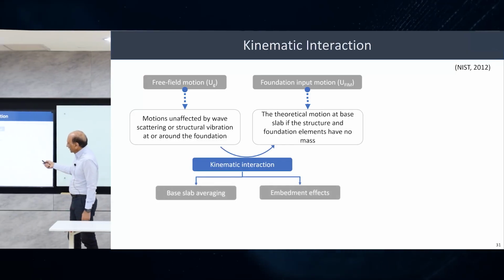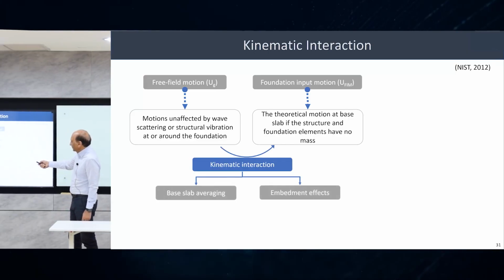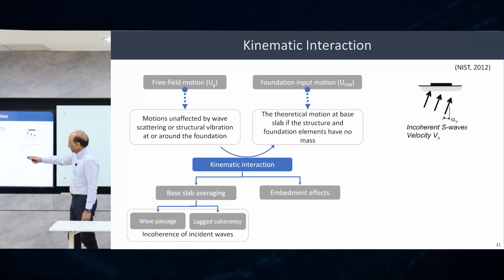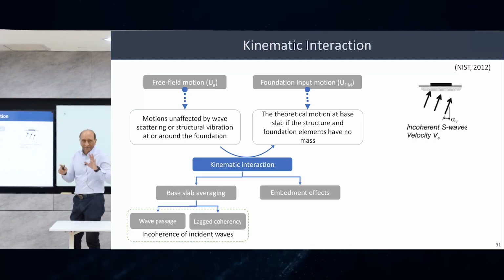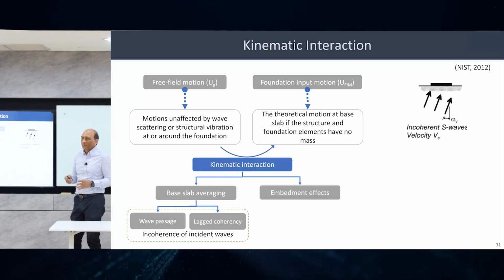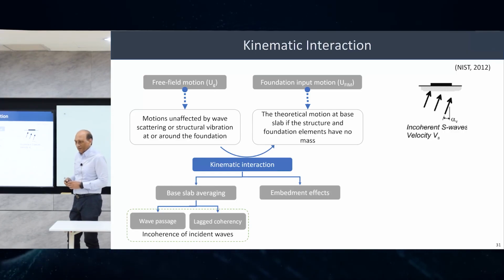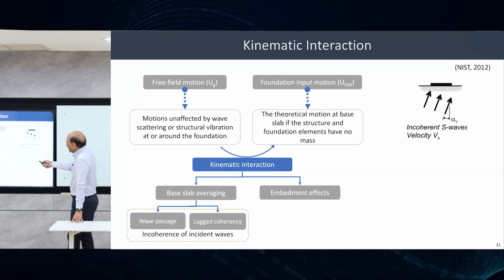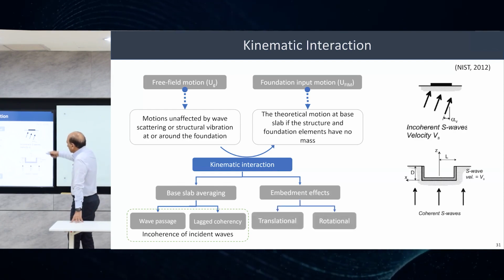So kinematic interaction will be there, base slab averaging and embedded effects, which I will show you now. This base slab averaging is the wave passage and lag coherence. It's a little bit high, too much detail. You don't need to follow everything, because I don't think you will ever be doing that in your practical work unless the project is really of high value. So you have the embedded effects.